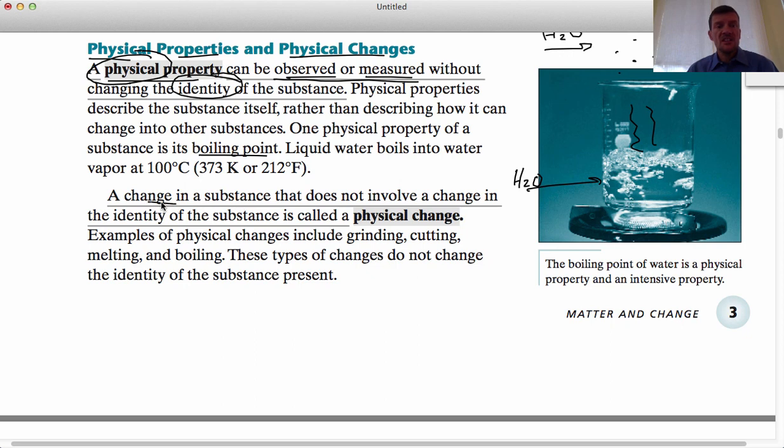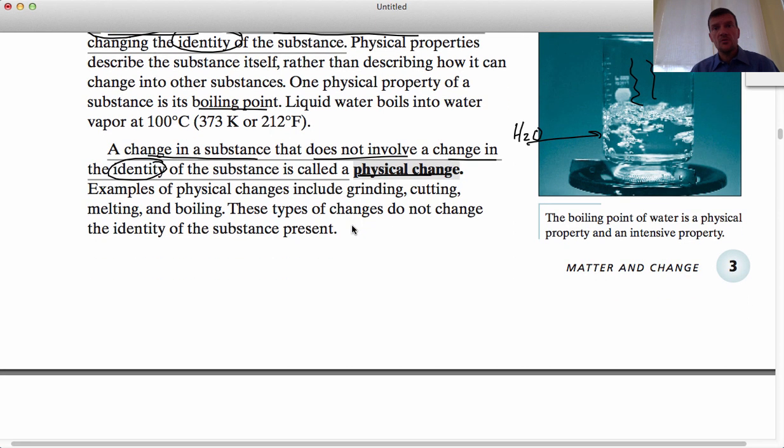A change in a substance that does not involve a change in the identity of the substance is called a physical change. When ice melts, it's just a physical change. If you take a piece of metal and you bend it and reform it, it's just a physical change.